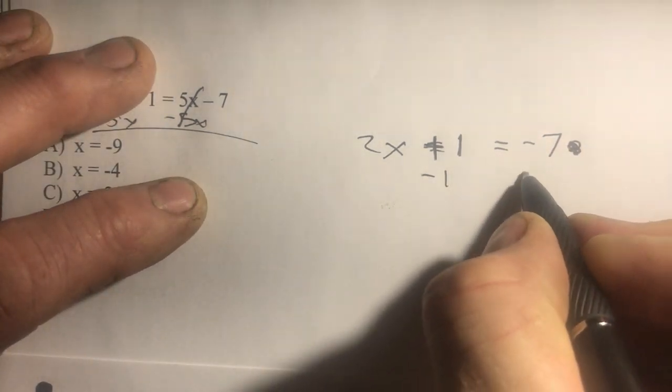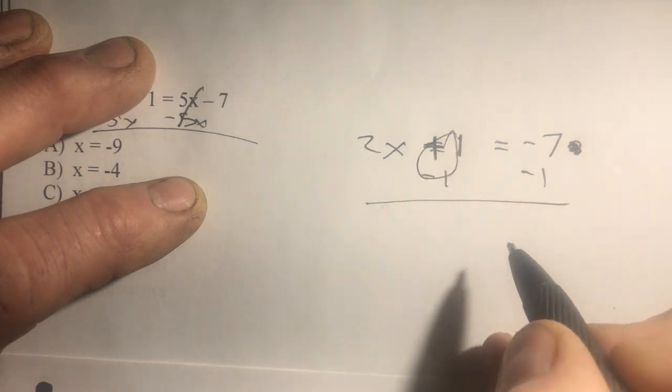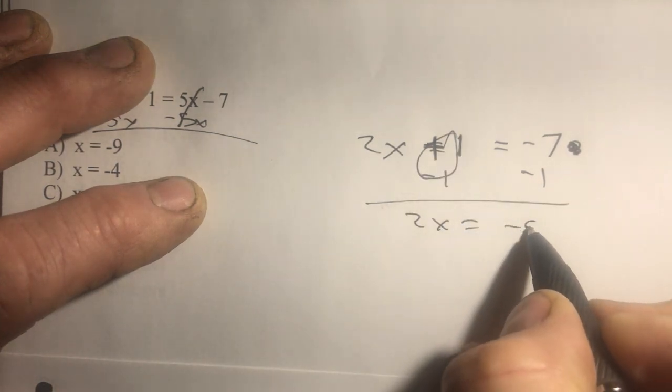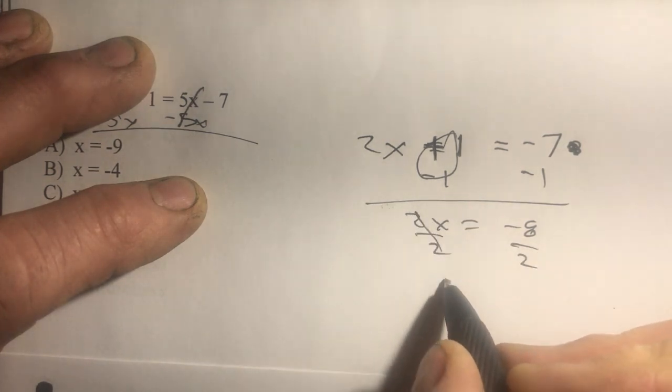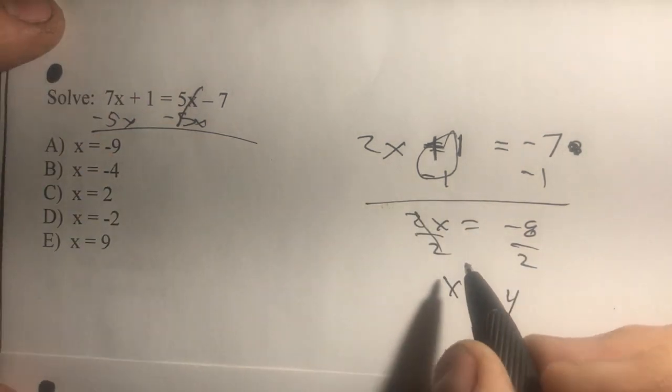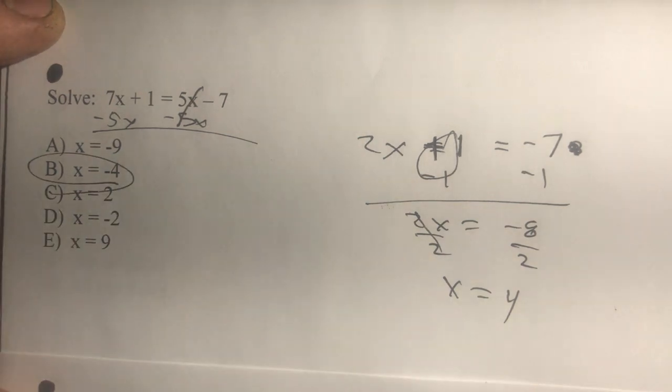Now I'm going to have to subtract 1 on both sides, which makes this go away. Now I have 2x equals negative 8. And then I divide by 2. And x equals negative 4. Negative 4 is my answer. Right there it is. Okay.